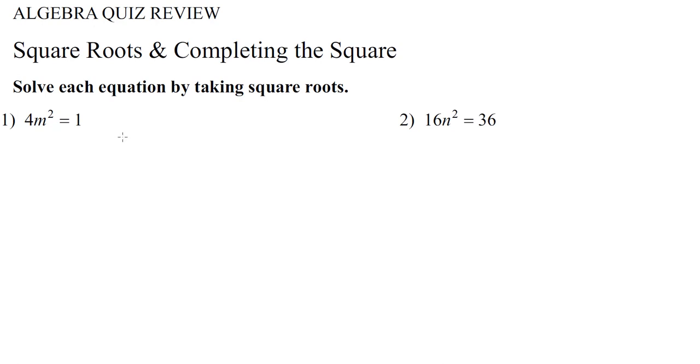All right, so let's go ahead and work through this algebra quiz review on solving equations by taking square roots and completing the square. In the first section, we're going to solve each equation by taking square roots. So if I look at number 1, 4m squared equals 1.